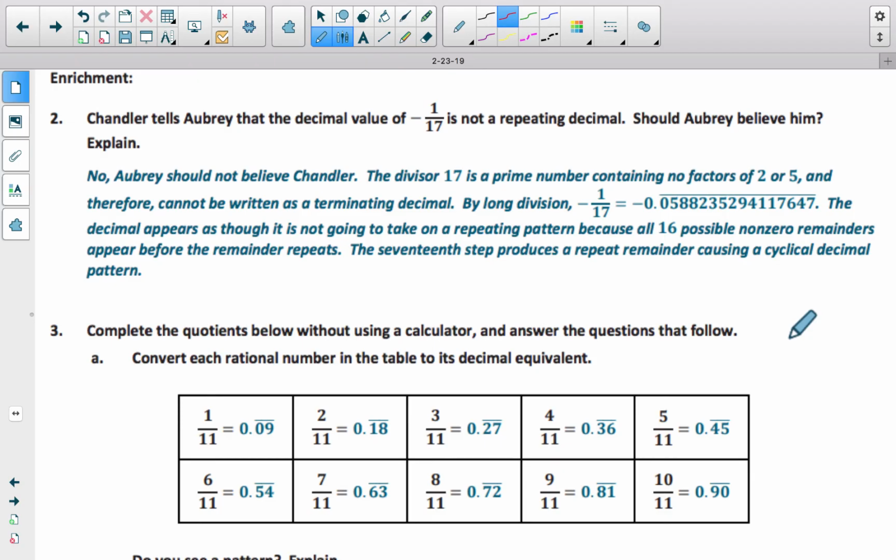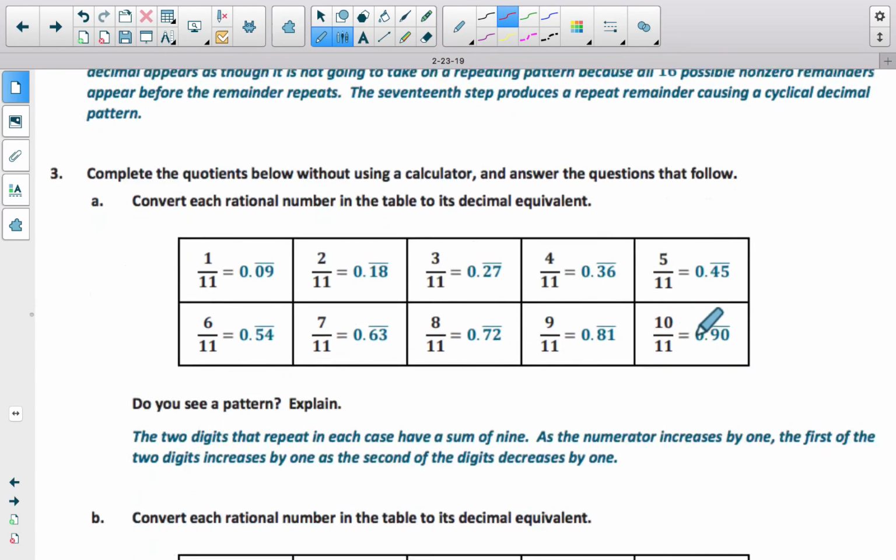But should Aubrey believe him? No. And your explanation could really just stop at this point. 17 is a prime number. It doesn't contain factors 2 and 5. The denominator, therefore, is going to cause this fraction to not terminate.